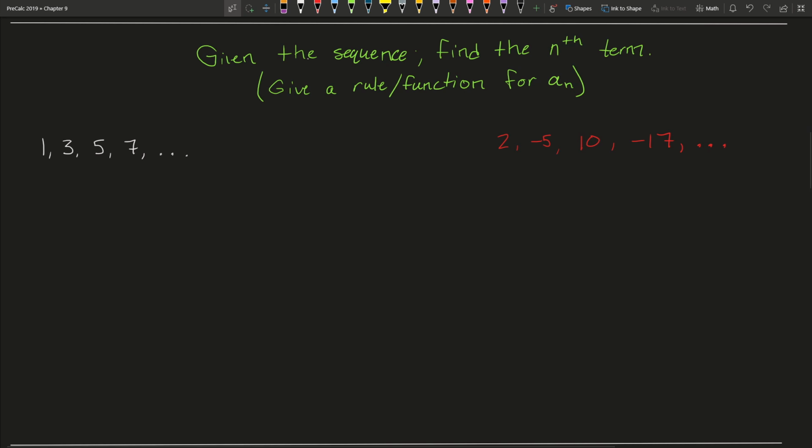Okay, so in the previous examples, we worked from a rule for the nth term down to the sequence. So we got certain terms. We also have to be able to work backwards. So from the terms, we have to work to a rule for the sequence. Okay, so given the sequence, find the nth term, or give a rule or function for an, right? So in this case, we are working from the number of the term in blue down to the term itself, and we need a function in order to do that. So we'll have f of some number, and then we have to get to the actual term itself.